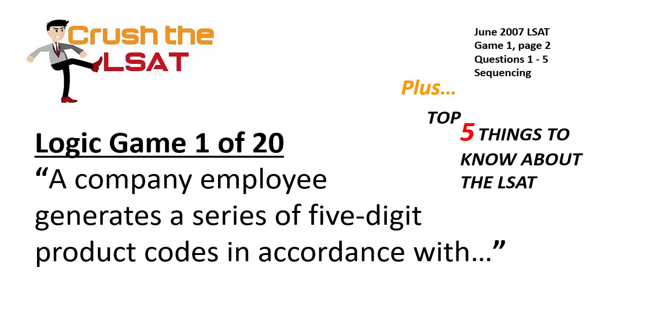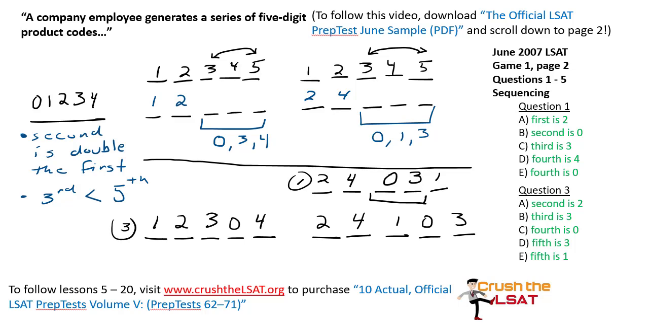And before we get started here, let's just take a quick look at the next slide. This is what the lessons will look like. In the first four, if you go up in the upper right-hand corners here, you'll see the official LSAT prep test June sample, the PDF. If you go ahead and Google that, that is the one official LSAT that you can get your hands on. Of these 20 lessons, numbers 1 through 4 will be drawn from that test. Games 1 through 4 on that test.